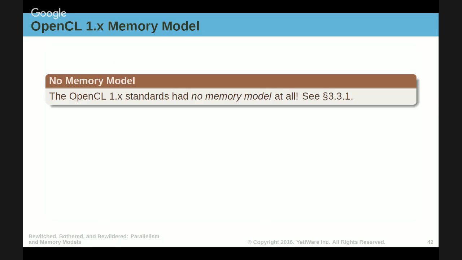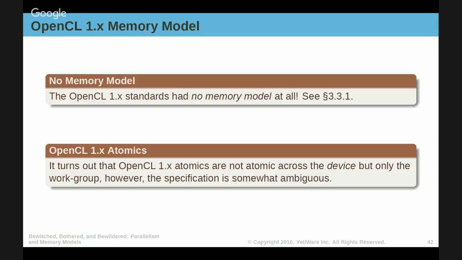Even atomic operations are a little bit fishy in terms of what they do. And it turns out, and in my opinion, this was a little bit of a mistake, that OpenCL atomics aren't actually atomic. Technically, if you read the specification very closely, it says that atomics are only valid across a work group, okay? But the specification is a little bit ambiguous.